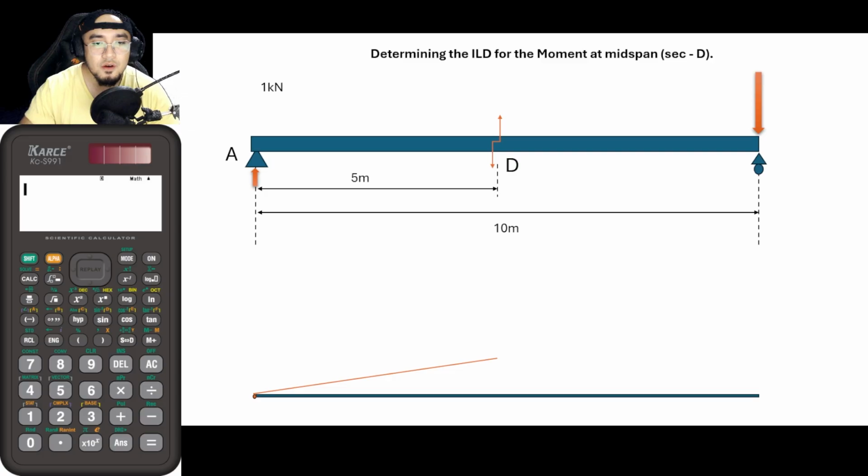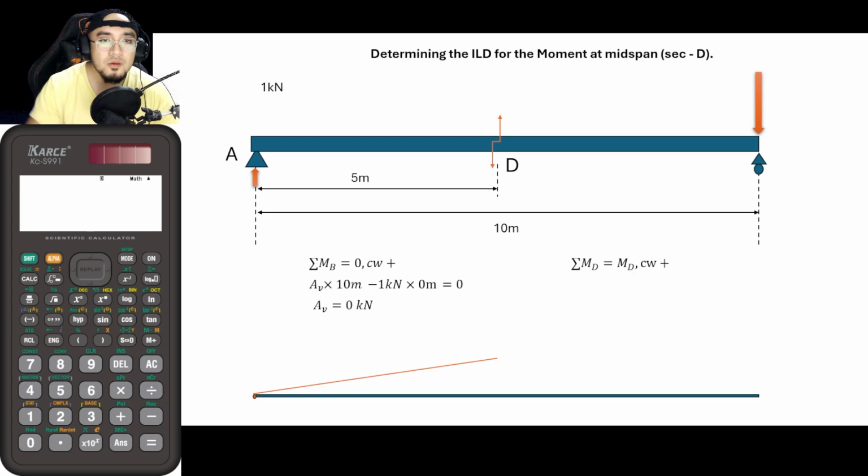In order for me to prove it to you, getting the summation of moments about this point equal to 0: AV times 10 minus 1 times 0 is equal to 0. So if you get the moment about this point, you would arrive at an answer of AV equal to 0. Okay? After doing so, you could now cut the section about this point.